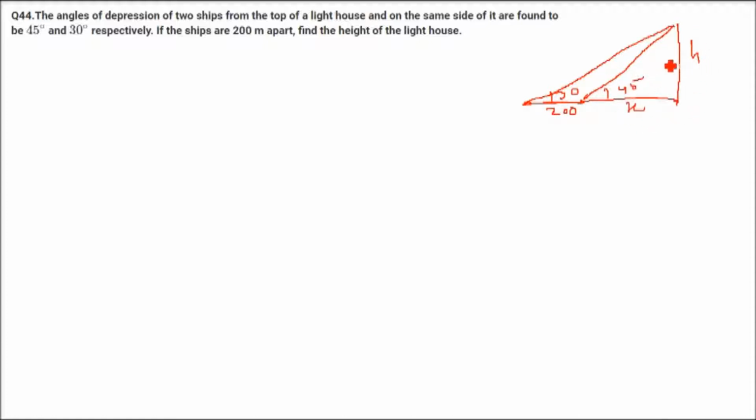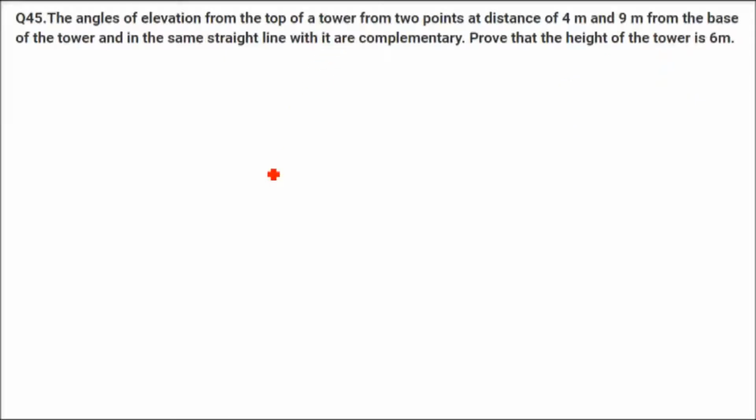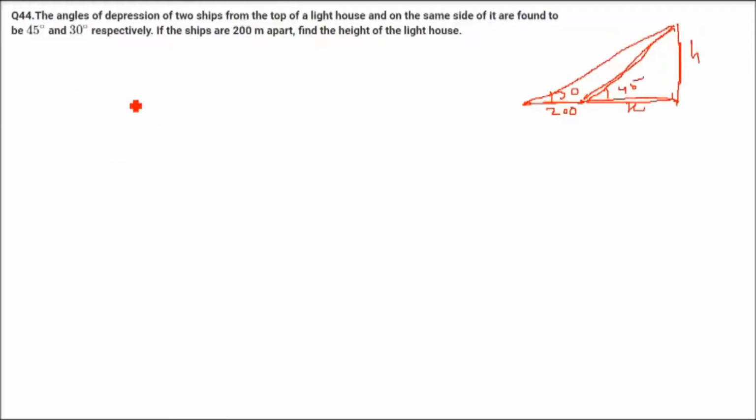So we'll find equations and we'll eliminate this x. Let me take this as the first triangle. So tan 45 degrees will be equal to h by x, right? So what do we get? Tan 45 is 1. So h is equal to x is our first equation.